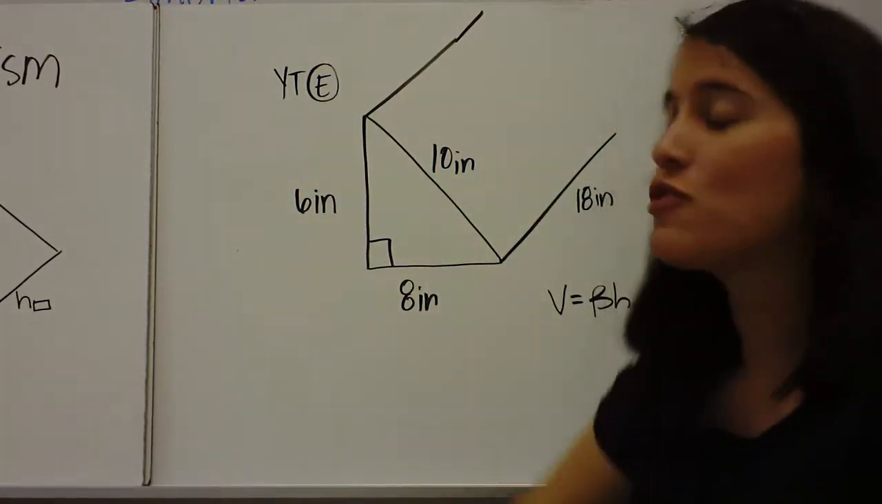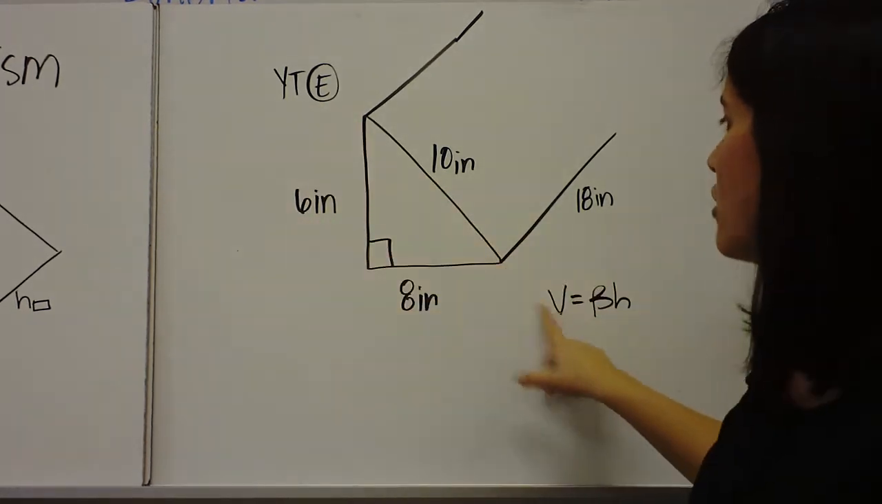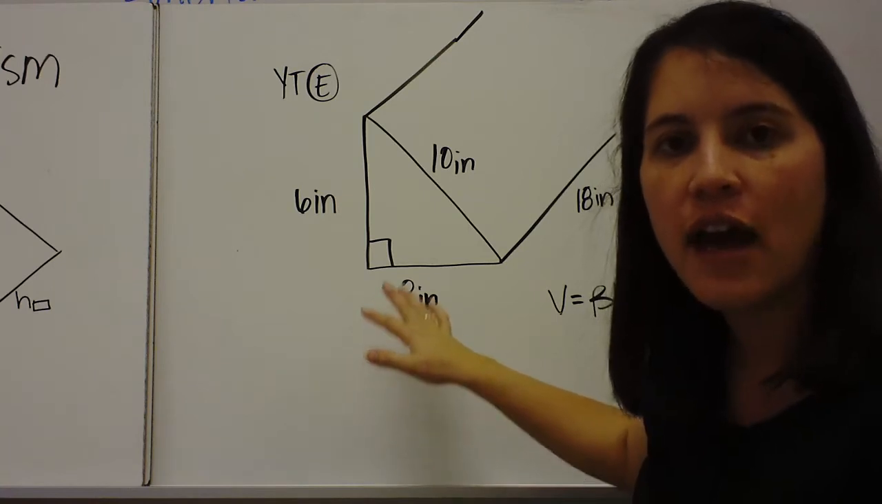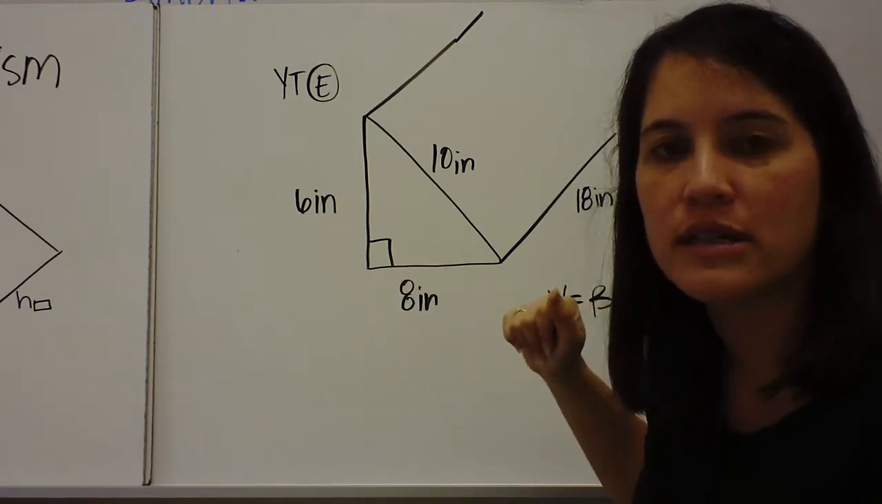All right, so it's your turn to try. I want you to try this one. Find the volume of this triangular prism that I drew out for you in 3-dimensional. Pause the video and then press play when you're ready to see the answer.